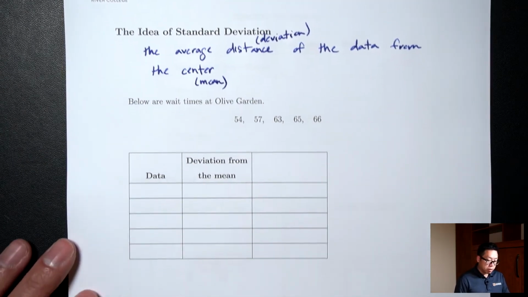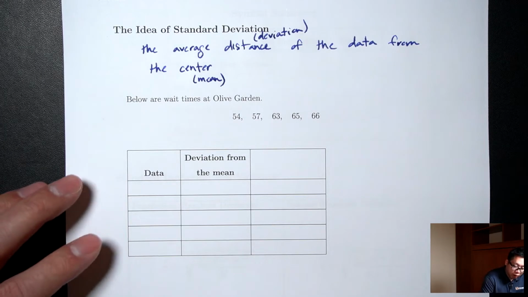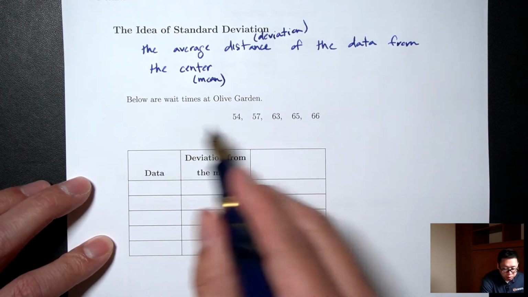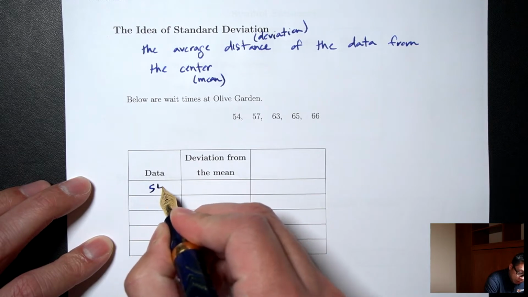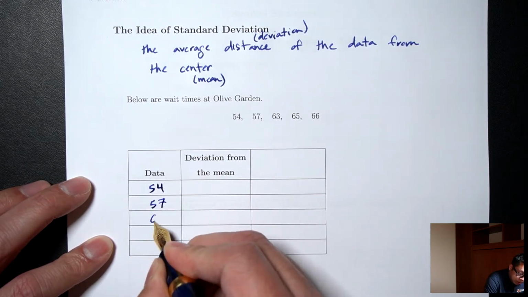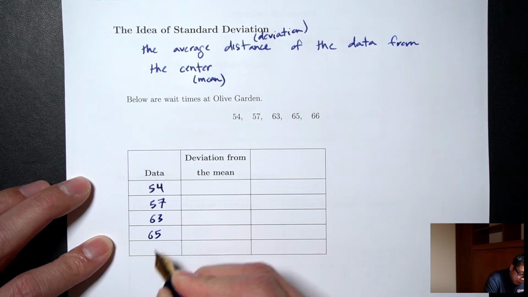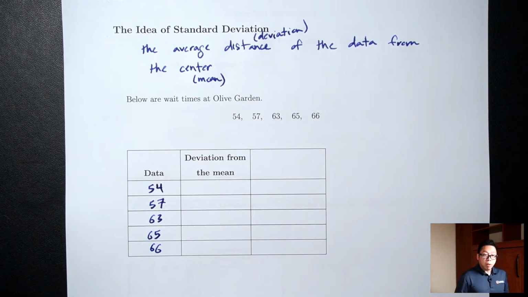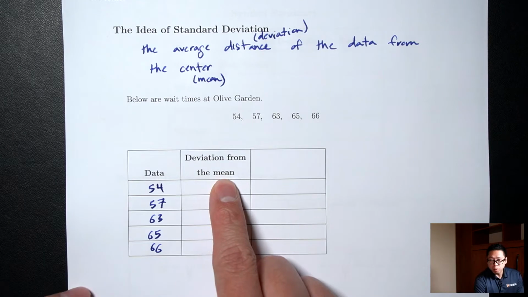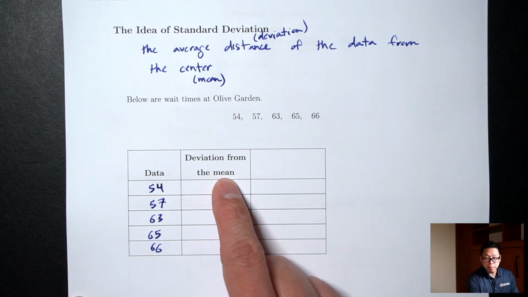So first thing I'm going to do is list out all of my data. So my data here is, these are wait times at Olive Garden. My data is 54, 57, 63, 65, and 66. So I want to find the distances from the center, or distances from the mean, which means I first need to know the mean. So what's the mean?